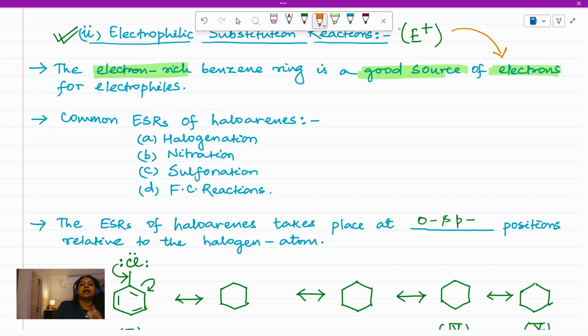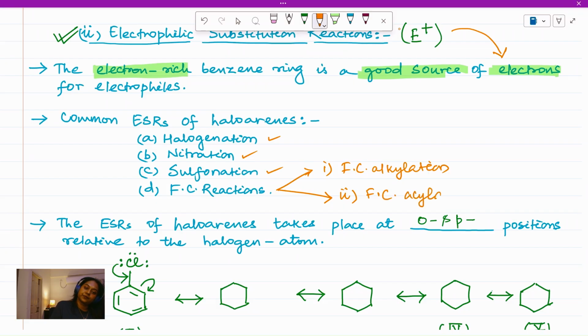Okay. And some of the electrophilic substitution reactions we are going to look at are these ones: halogenation, nitration, sulfonation, and FC. FC stands for Friedel-Crafts. There are two Friedel-Crafts reactions. One is Friedel-Crafts alkylation, and the other one is Friedel-Crafts acylation. These are the two reactions we are going to look at.